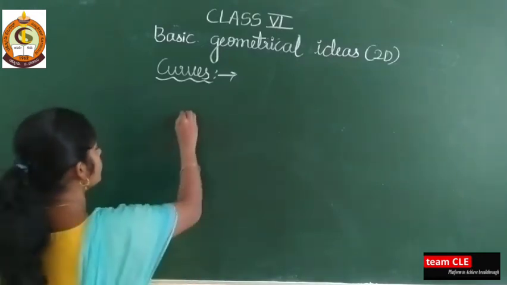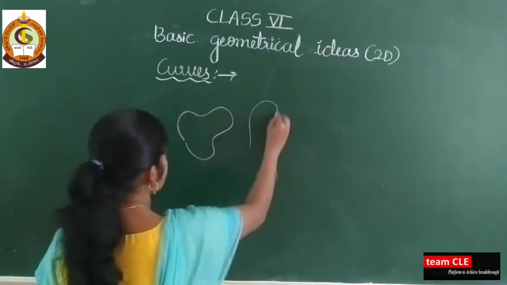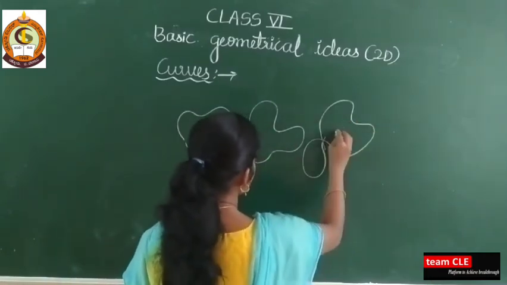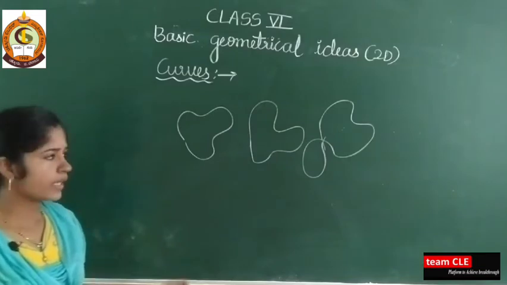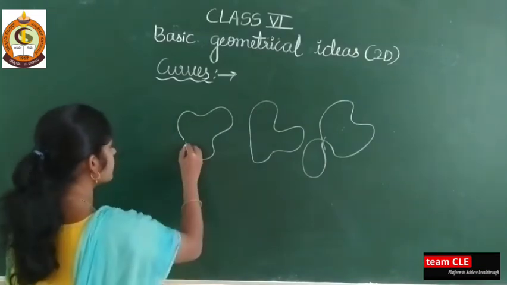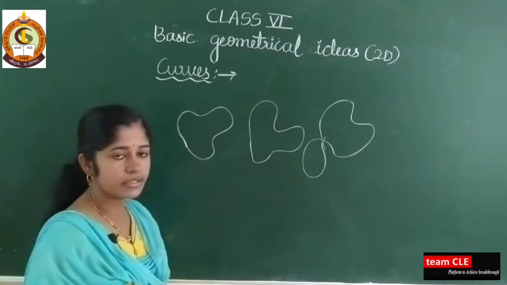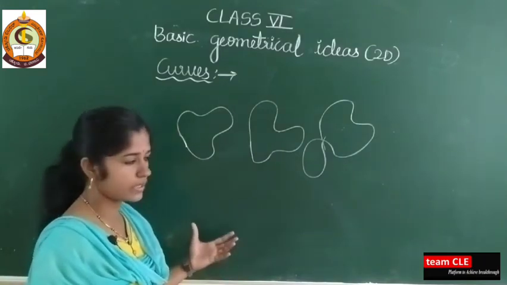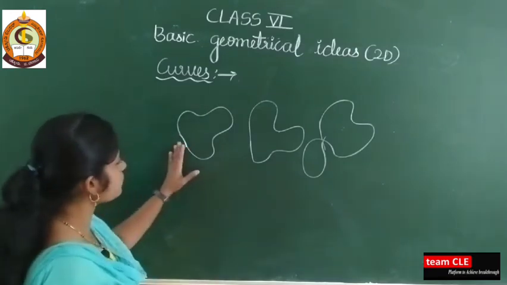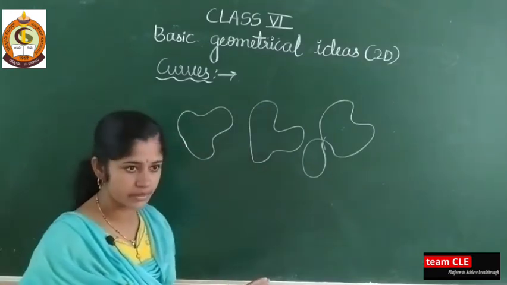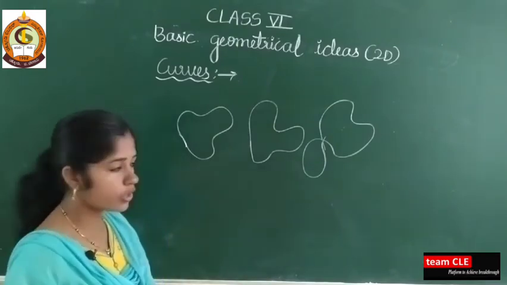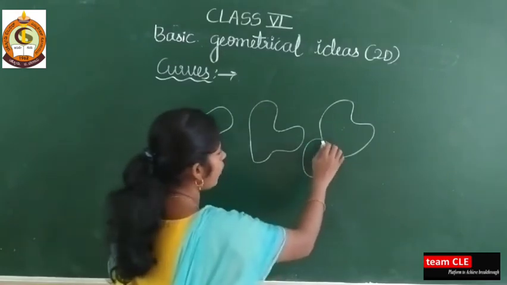Here I will doodle some of the figures. Then by these curves, what do you come to know? See here, these are curves. Among them, which one is a simple curve? See here, the first one and second one are simple curves, but the third one is not a simple curve. Why? Because the curve crossed itself.